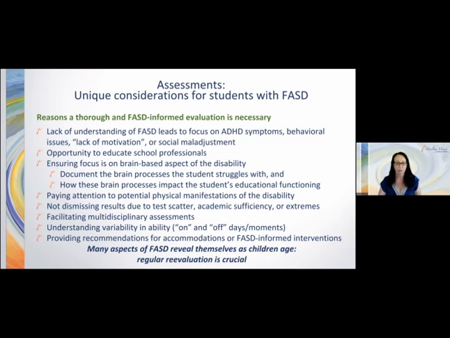Another thing that I want to bring your attention to is test scatter. So having significant variability in test scores is really common with students with FASD and should never be dismissed. There's sometimes a tendency to look at scatter like that and think that the scores are invalid, and that is not true for this population.